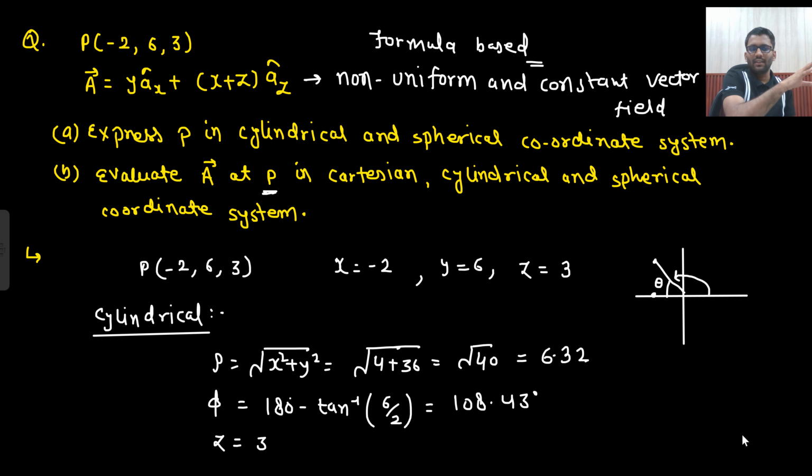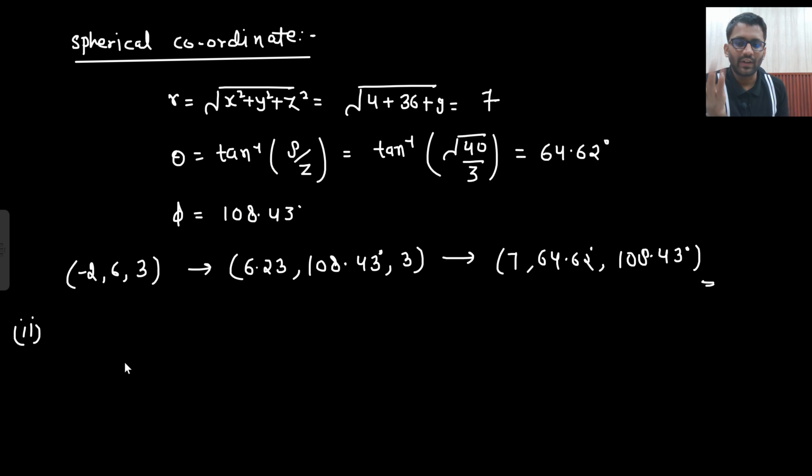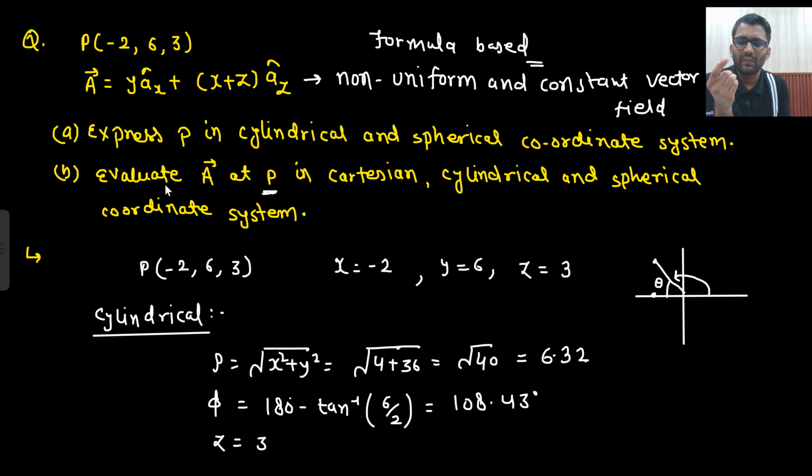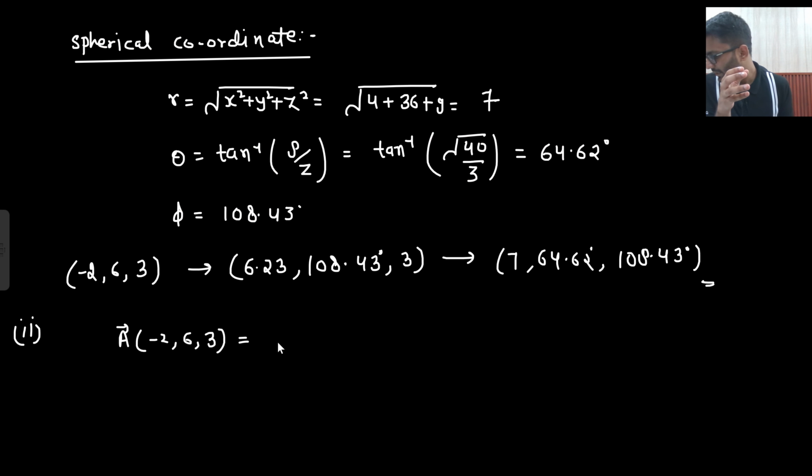They did not ask it. Neither are they going to ask it in the examination. But for general knowledge, you should know. What do we call it? Non-uniform, because it is a function of x, y, z, and constant vector field. So you just need to find vector A at point P. Point P is minus 2, 6, 3. So you just put the values. So I will just see the answer. So that is coming out to be, no, they are asking us to calculate first. So okay, 6ax plus ay. So you can put there 6ax plus ay.